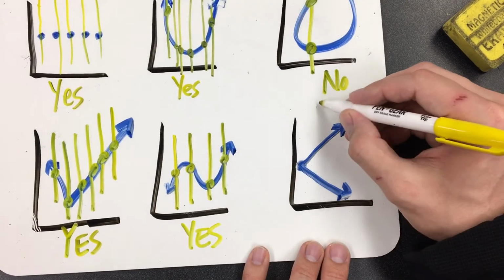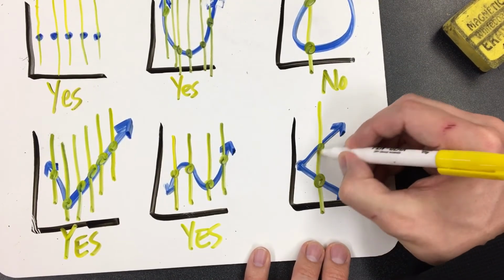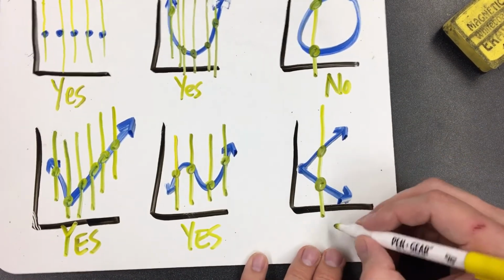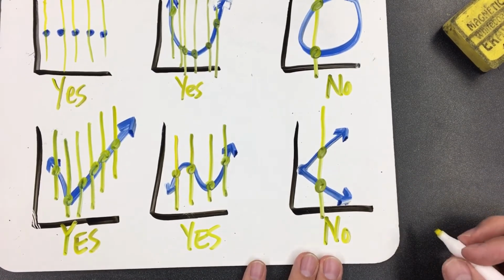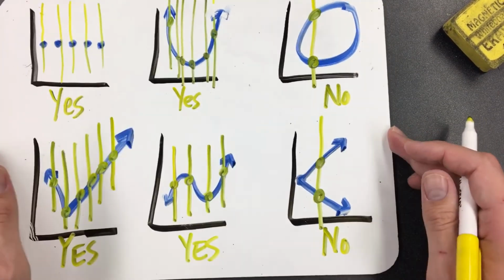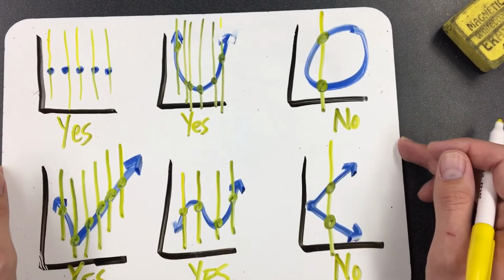And then, whoa, this guy over here is going to be an issue. Look at that, right off the jump. My vertical line touches it in 2 places. So this fails the vertical line test. That is not a function. Now, all of these are relations, but none of these are functions.